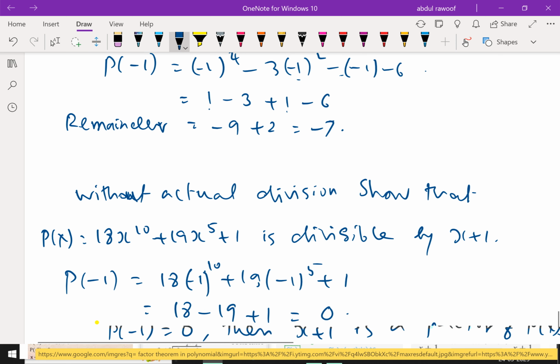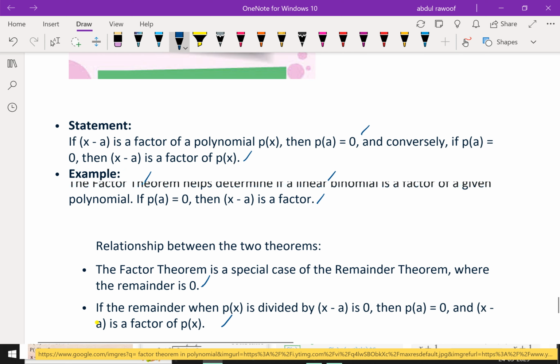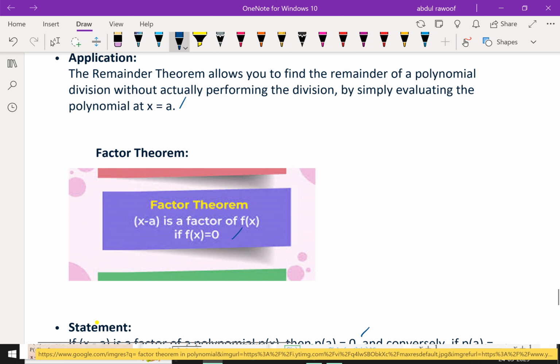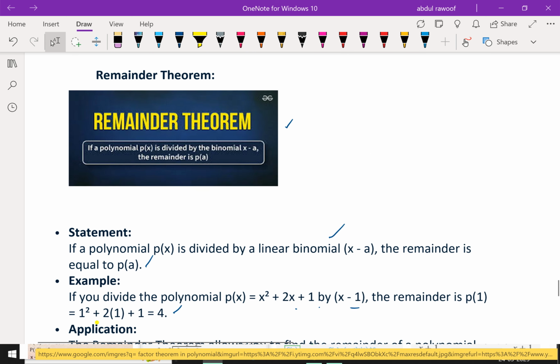So far we have simply explained the remainder and factor theorems of polynomials.